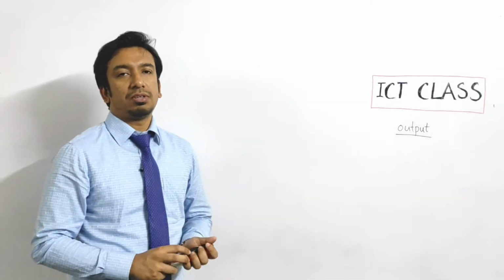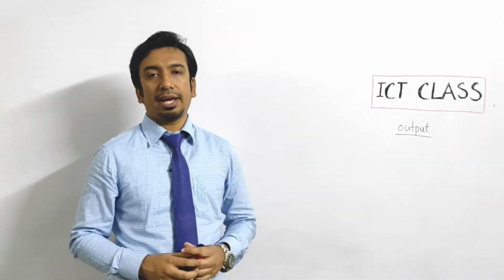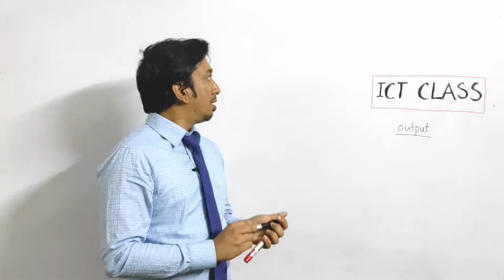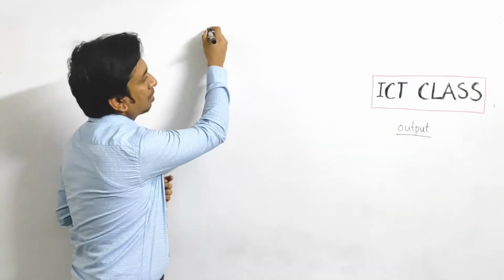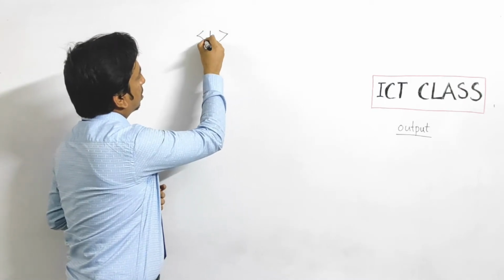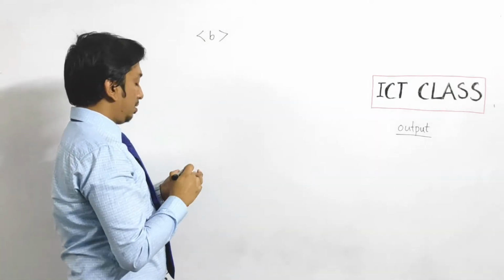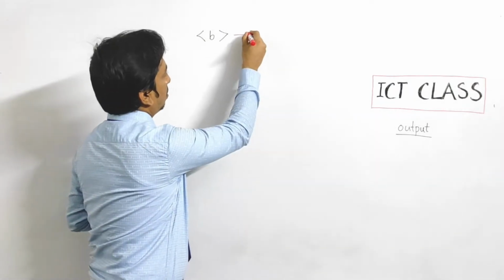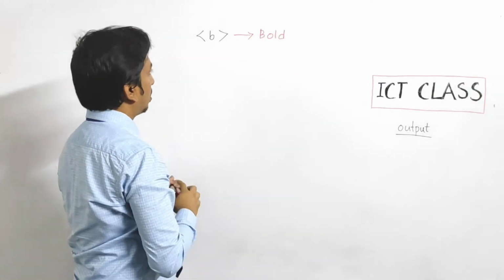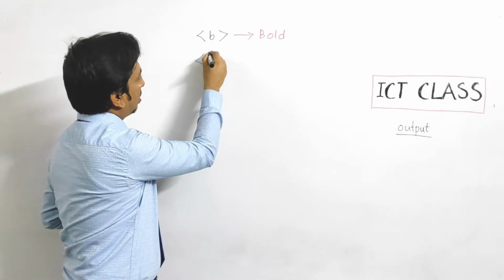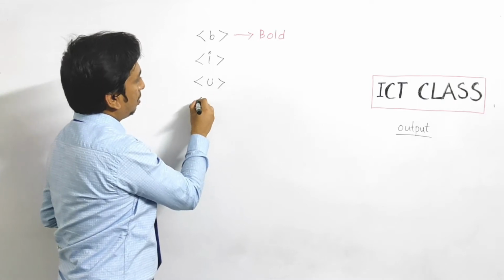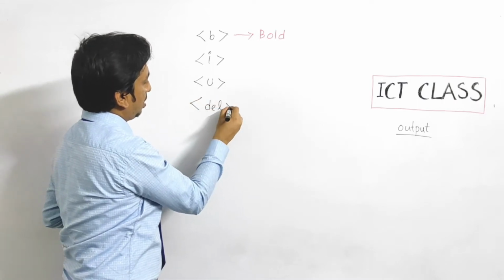So, my dear students, today you will learn about formatting tags of HTML. We have different types of formatting tags. Let's see. First of all, this one is the B tag, B for bold, then the I tag, this one is italic, underline, delete.